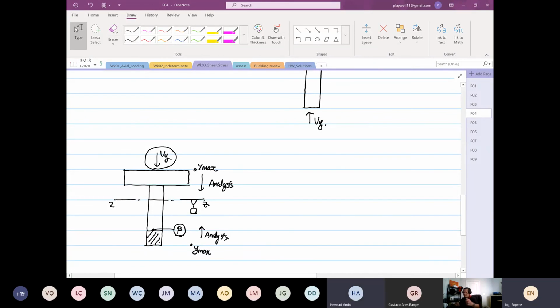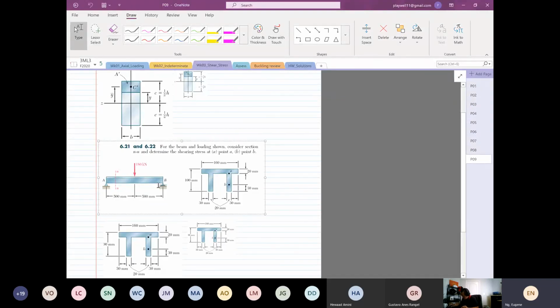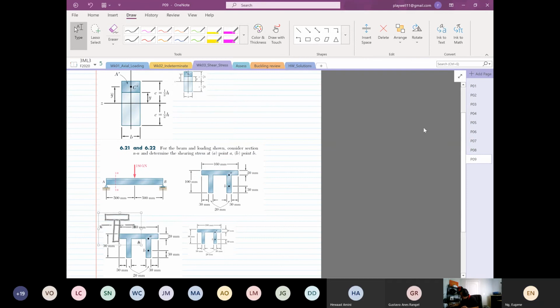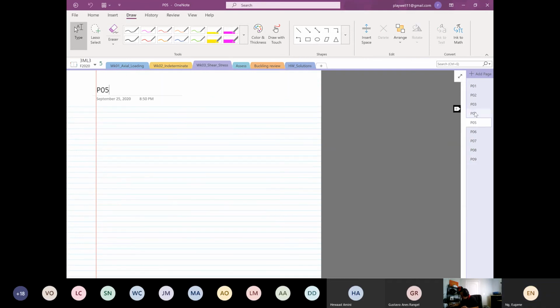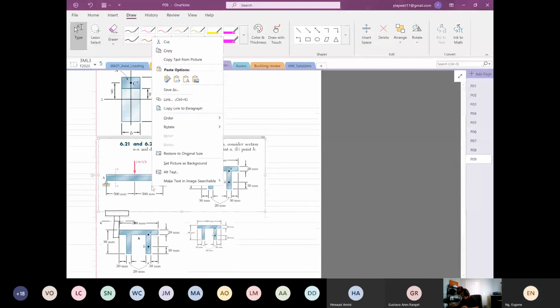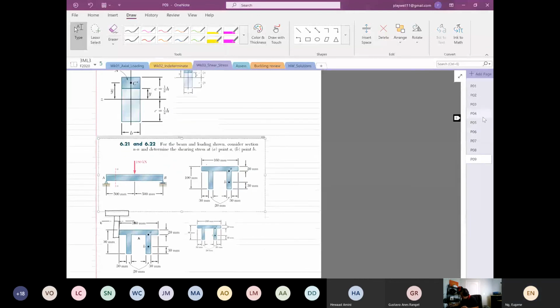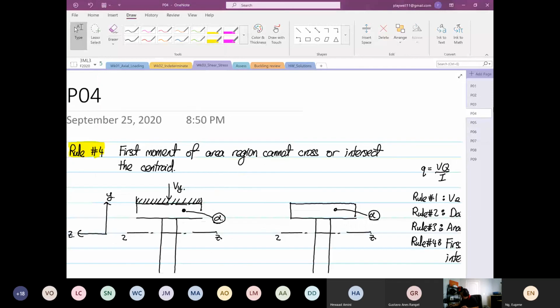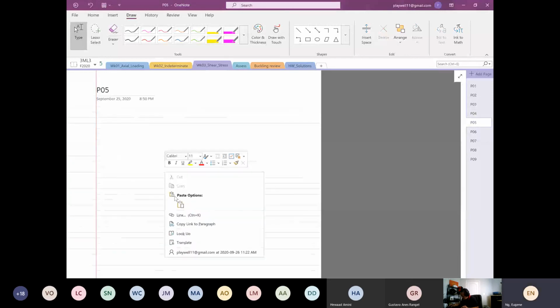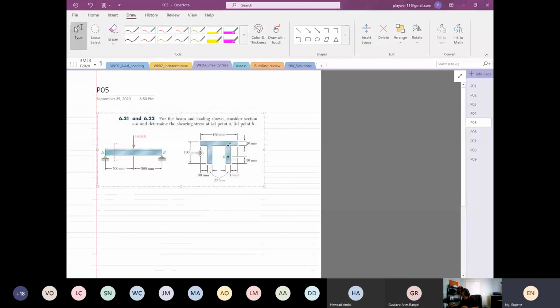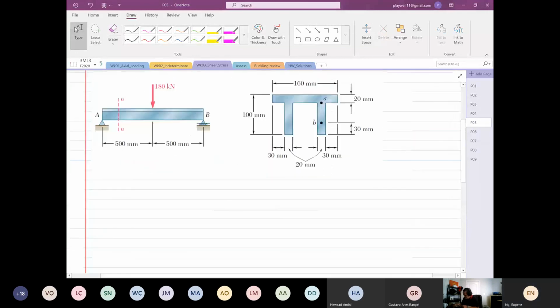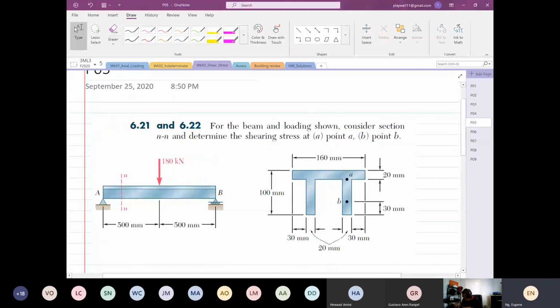So in the question, I'm going to show you the question now. We're going to look at this example. Hey, how come you did not copy? So you will have this example. You have this example. Example number 1.